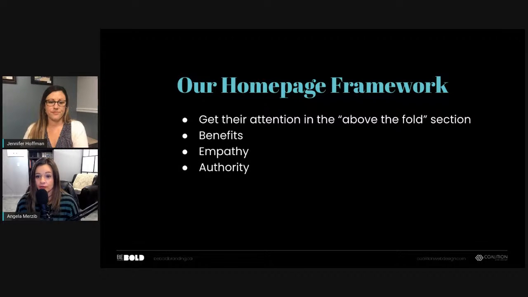Authority. Have you worked with any amazing clients? Put their logos up on your website. Have a section that shows who exactly you've worked with. If it's somebody that's well known, that's going to elevate your authority, as well as any awesome testimonials you have.